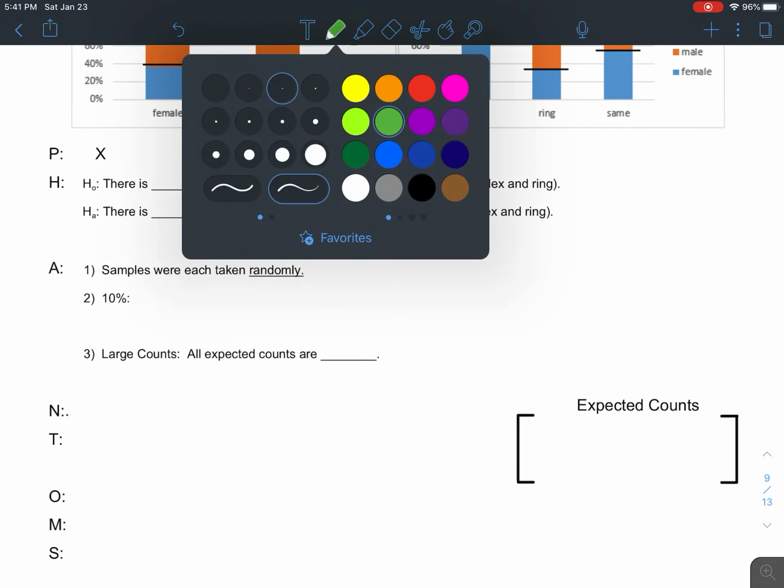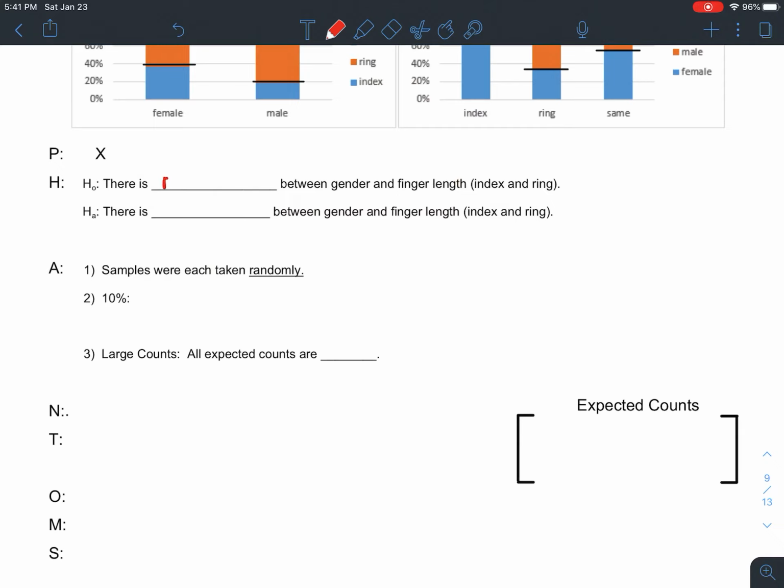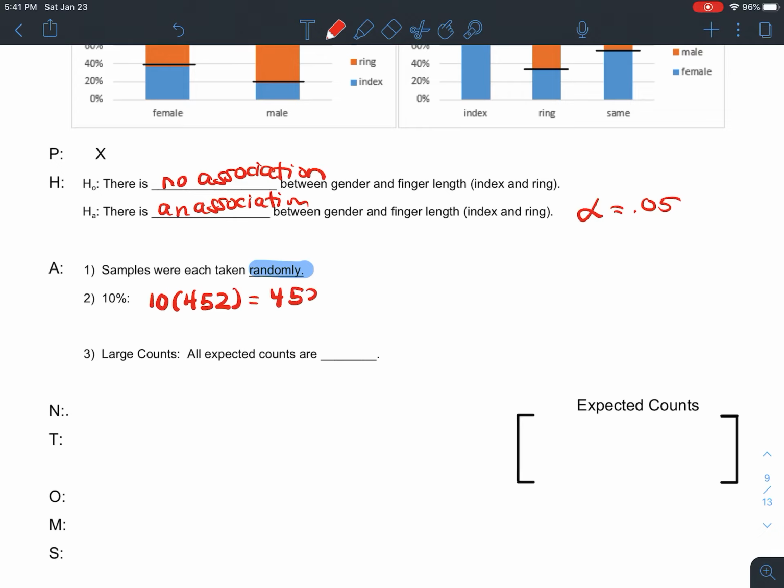Here's how I'm going to fill in these blanks. Our null hypothesis is that there is no association between gender and finger length, index finger and ring finger, and the alternative is that there is an association between those two things. Alpha level will be 0.05. You can notice here I said the samples were taken randomly. For my 10% condition, it was only one sample, so I'm just doing one of these. Certainly 4,520 is less than all the U.S. high school students in our country.